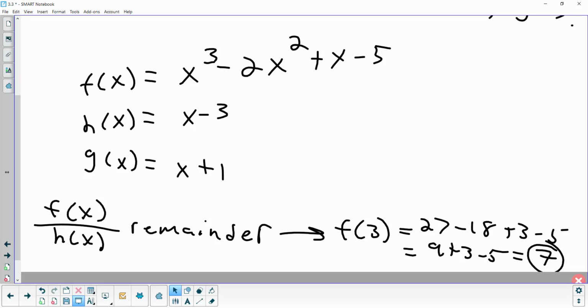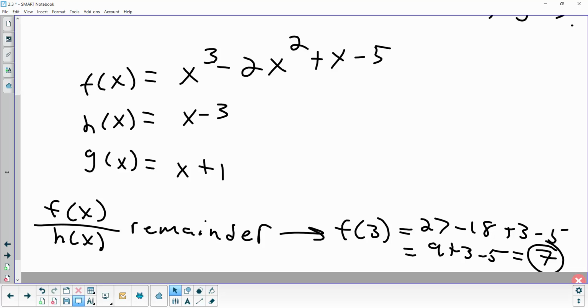So, is h of x a factor of f of x? Jake? No. We didn't get a remainder of 0. So if you were trying to factor f of x, h of x is not the way to do it. It does not work.